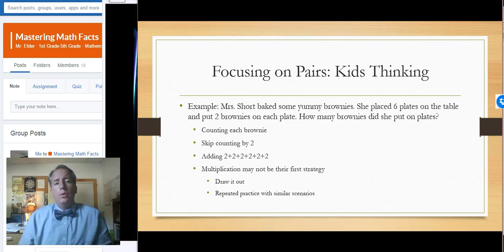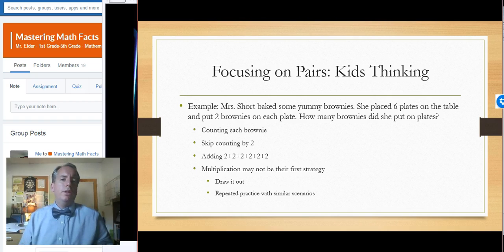We also know that kids think about these things differently. So when we're doing the brownie task or the brownie question here, asking kids to draw out how they think through the problem, or how they solve the problem, they may all draw 6 plates of 2 on it, and that would be great if they all drew that. That would be a good first step.